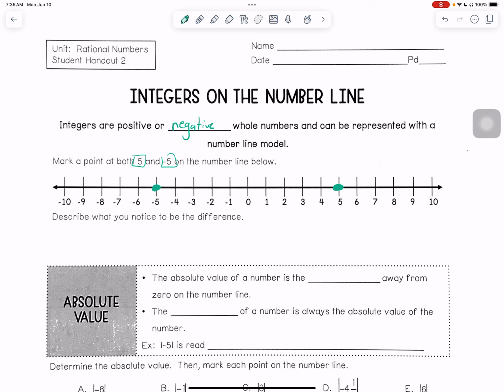One thing that you should see in terms of what the difference is here is that the negative sign places the number on the opposite side of the number line. So if the number is negative, the number is placed on the opposite side of that positive number.